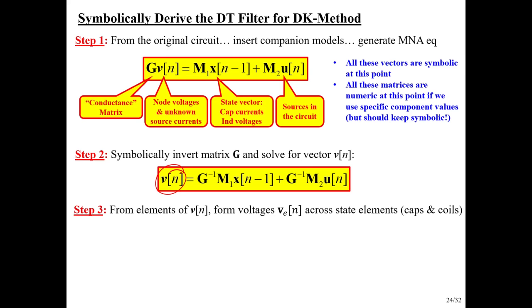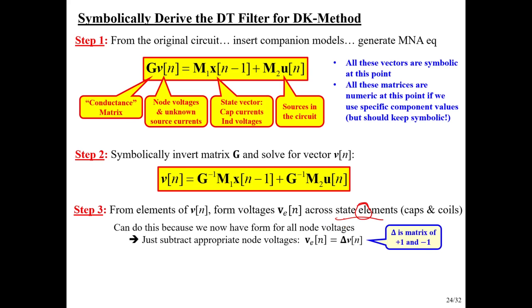And in particular, what we need are the voltages across our caps and coils. Because remember, that's something that we need to factor into our state update, those things that handle the dynamics of the caps and coils. So V sub E, I used E here, and I think David Ye also used E there to represent the elements, our state elements. So we can extract that.